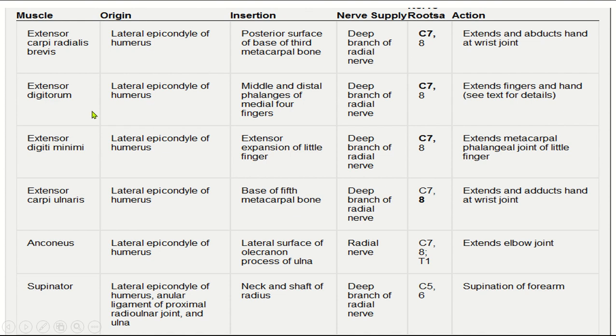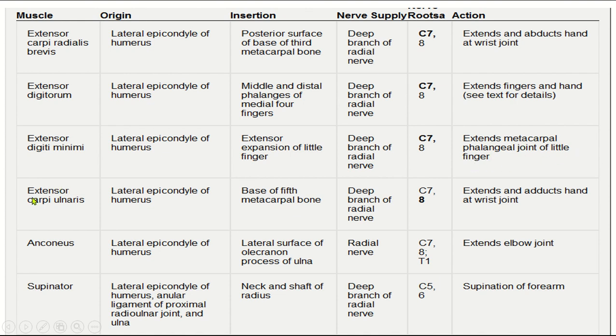Next muscle is extensor digitorum. The origin of the muscle is from the lateral epicondyle of humerus, and the insertion is at the middle and distal phalanges of the medial four fingers. Nerve supply is by the deep branch of radial nerve, C7, C8, and it extends fingers and hand. The extensor digiti minimi originates at the lateral epicondyle of humerus, and insertion is the extensor expansion of little finger. The nerve supply is by the deep branch of radial nerve, C7, C8, and it extends the metacarpophalangeal joint of little finger.